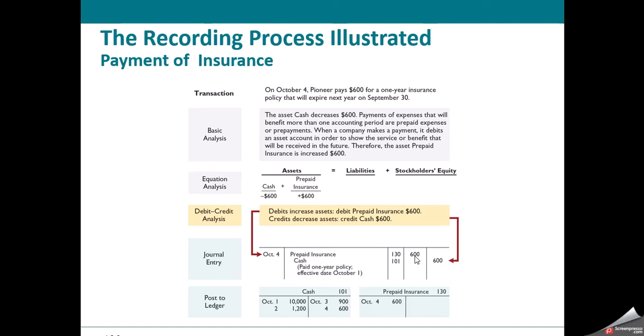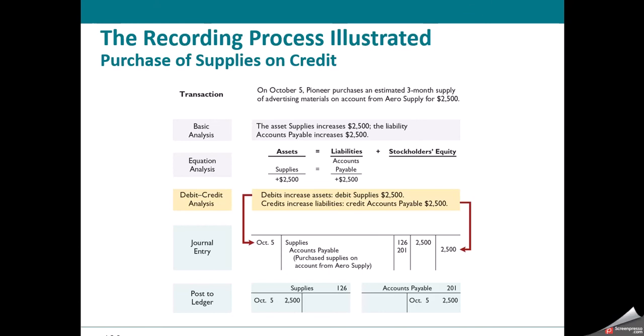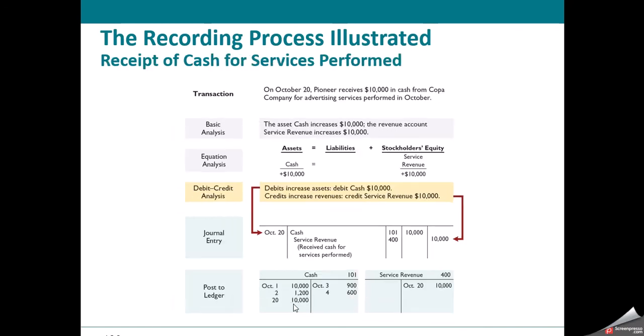So our cash goes down, our prepaid insurance goes up, and eventually when we get to the chapter about adjusting entries, we will adjust this out to expense each month. But we don't have to worry about that right now. Right now you just have to know that because there's a future value to it, it's an asset and it's called prepaid insurance. All right, then we purchase some supplies on credit, which again means it goes to accounts payable. So supplies go up, accounts payable goes up, and we see that those go into their appropriate T accounts.